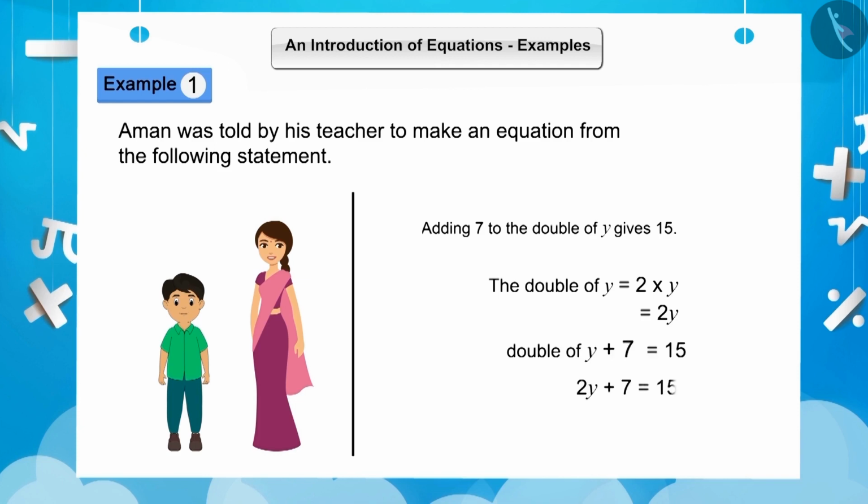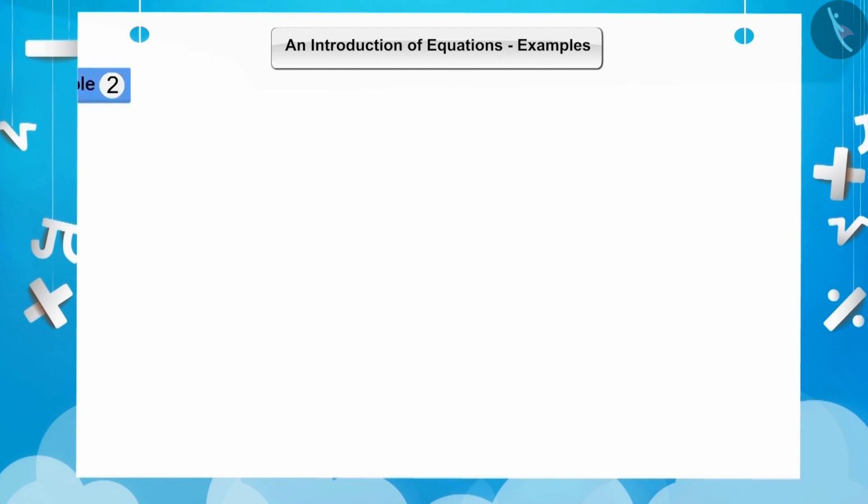2y plus 7 is equal to 15. LHS in this equation is 2y plus 7 and RHS is 15. Come on, let's have a look at another example.